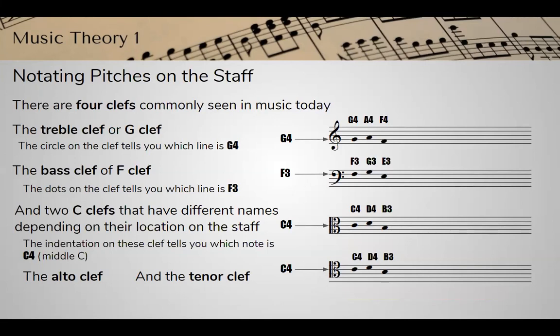To avoid ledger lines, composers would often use a C clef to make sure that all the notes in the range of the instrument or the singer were on the staff. Nowadays, I think they're not used that often. The alto clef in particular is only used by the viola. The tenor clef is sometimes used by a cello, sometimes by trombones, but it is still good to be able to read those clefs if you need to. All right, so we have treble, bass, alto, and tenor.